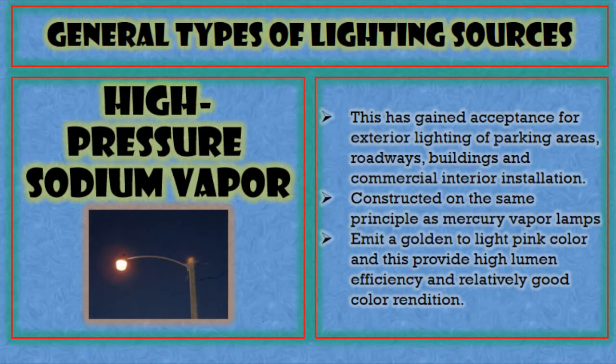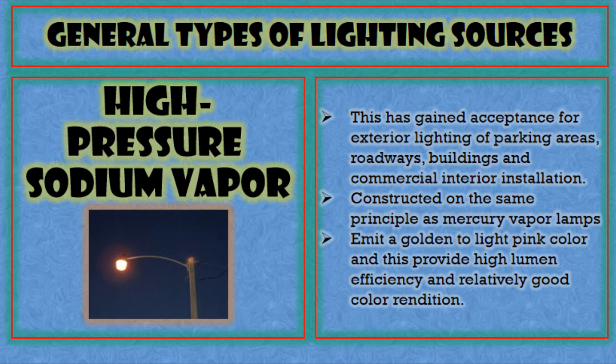And the next type, we have here the so-called high-pressure sodium vapor. So, high-pressure sodium vapor, it is usually for outdoors also. So, makikita natin yan usually sa mga parking areas also, roadways, buildings, and other commercial interior installation or outdoors also. It can also be used in outdoors or in indoors. So, pwede kahit sa dalawa. And then, constructed with the same principle as the mercury vapor lamps. And then, meron lang dito yung pagkakaiba naman. Emit a golden to light pink color. And this provides high lumen efficiency and relatively good color rendition.